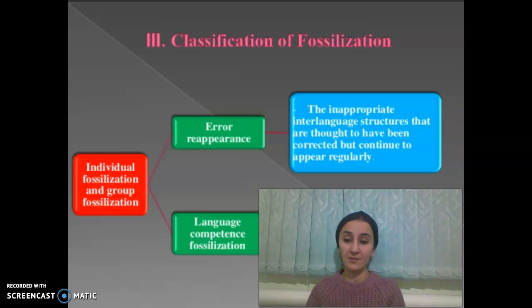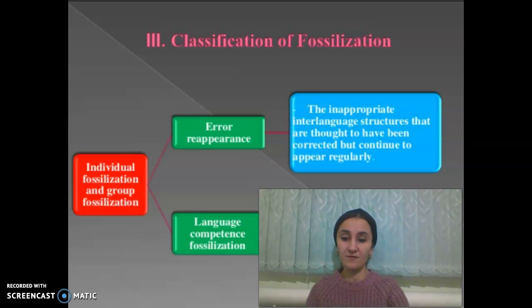So what is error reappearance? Let me read it. It is inappropriate language structures that are thought to have been corrected but continue to appear regularly. And the second one is competence fossilization, and it is the plateau in the development of second language learners, phonologically, grammatically, lexically, and pragmatically. It is about the competence itself.